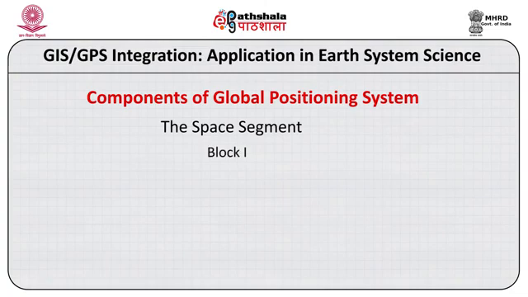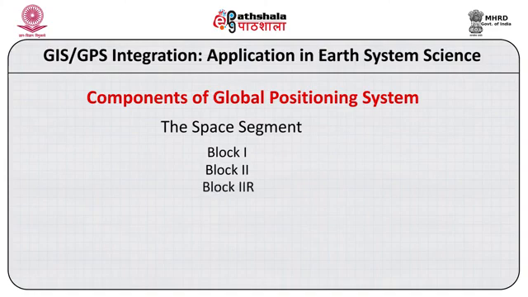Block 1 has satellites 1 to 11 and are classified as the research and developmental satellites. These satellites were launched during 1978 to 1985 and were placed in two orbital planes. These were initially launched for a period of 5 years but can last longer. Block 2 satellites are known as production and operational satellites. They were launched in the year 1989 with a lifetime of 7 years.